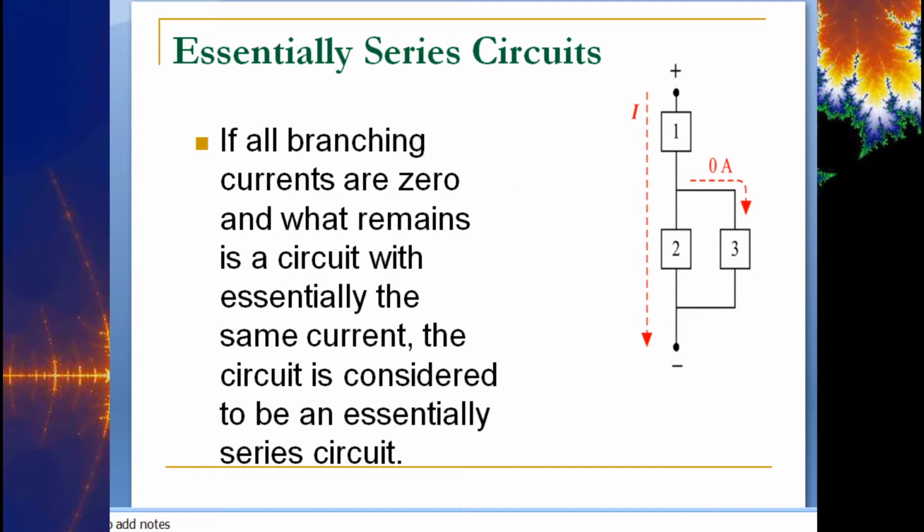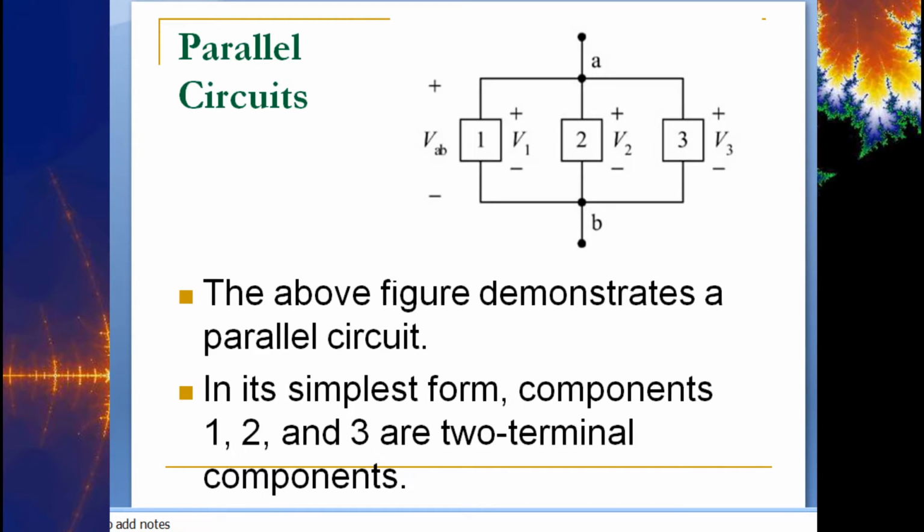Okay. Now, just to review parallel circuits. The above figure demonstrates a parallel circuit. All three of these components are in parallel with each other, and what do we know about parallel circuits is that they all have the same voltage drop, so V1 equals V2 equals V3. However, they will draw different currents. Whatever current is coming into this node, it's going to be split up depending on their value.